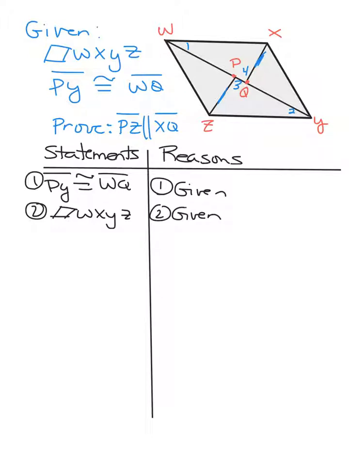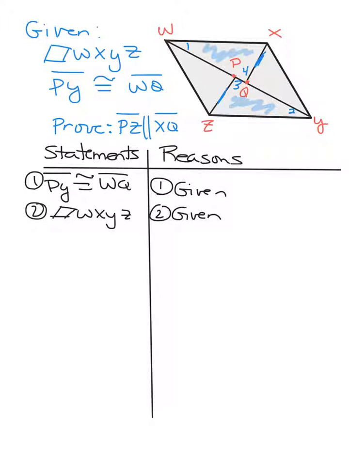Now, how do I get to 3 and 4 being congruent? Again, I notice that I have a triangle here and a triangle here. So if I can prove that those two triangles are congruent, I can say 3 and 4 are congruent because of CPCTC. So now my new goal is to prove that those triangles are congruent.